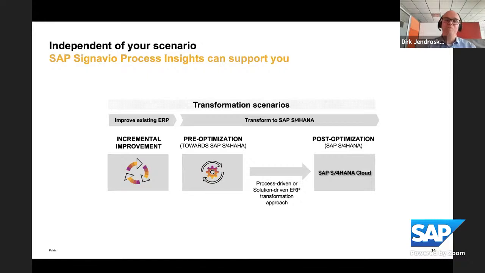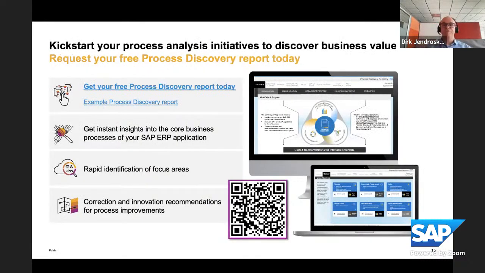All right, so those were the scenarios. Now the question is, how do you get started with Process Insights? And we have a great offering for you. It's called the Process Discovery Report. It's not the full product, but it can give you some understanding of how process analysis and performance measurement can help you with your company. The good part about that one, it is free. So if you are interested, just scan the QR code or later on follow the links that we will be sharing. And what you will get there is instant insights into your core business processes.